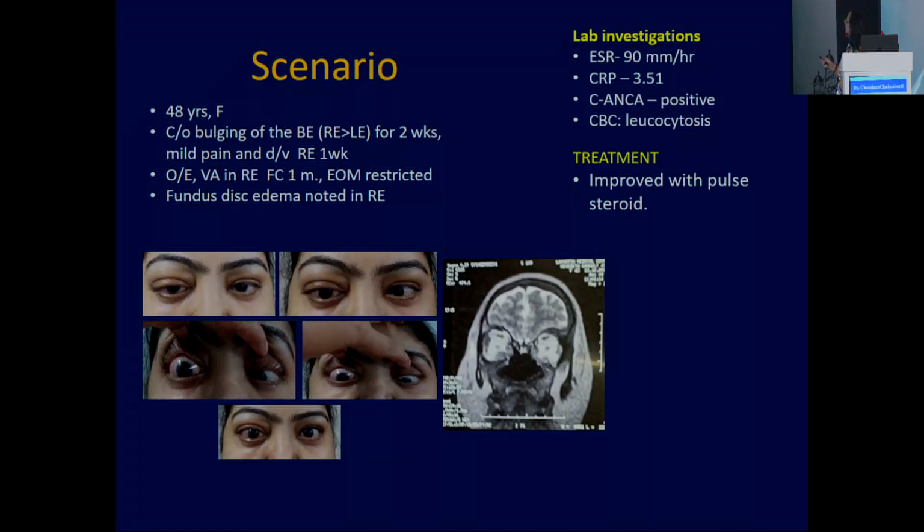The patient improved with pulse steroid. The patient was already on rituximab. But when the patient developed this RAPD and vision of finger counting, then you have to add on IV methylprednisolone. So this is granulomatosis with polyangiitis.